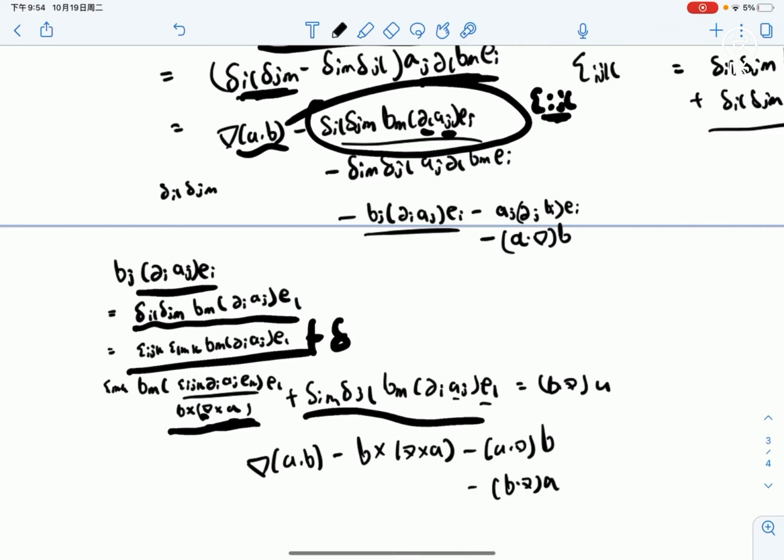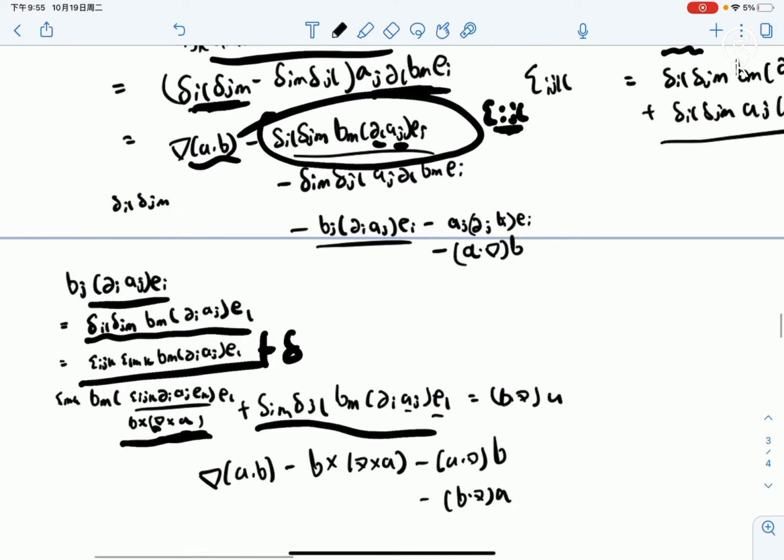B cross the curl of A, and plus, this part is B dot the divergence of A. I don't know how to say this.